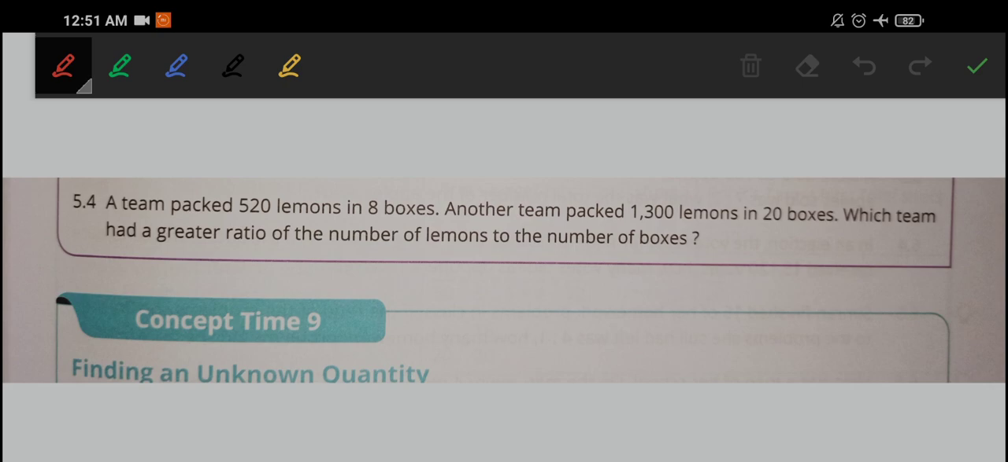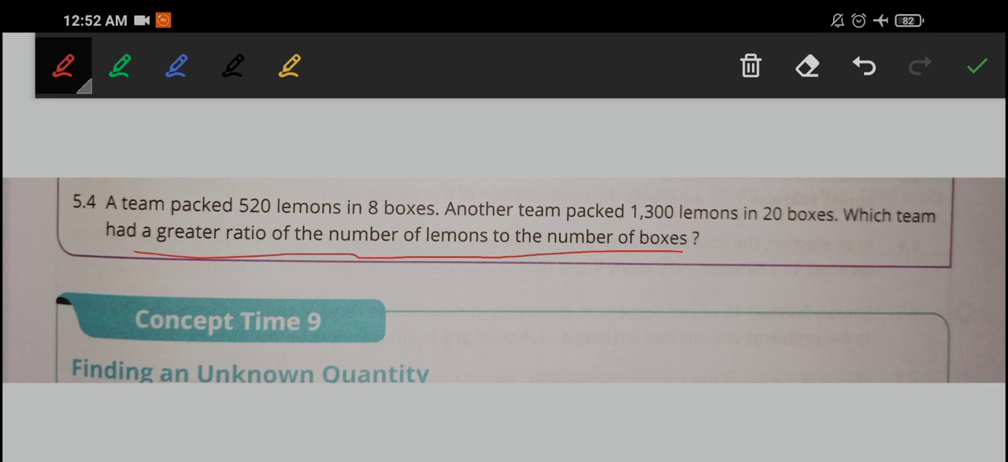The question is, a team packed 520 lemons in 8 boxes. So there is a certain team and they are packing 520 lemons in 8 boxes. Now there is another team which packed 1300 lemons in 20 boxes. So we have 1300 lemons and there are 20 boxes. So remaining part of the question is, which team had a greater ratio of the number of lemons to the number of boxes. So we have to find which ratio is greater.